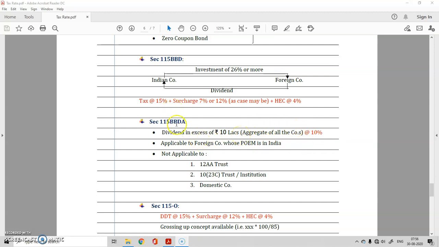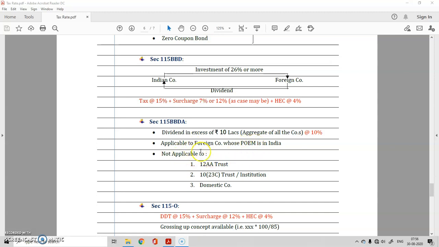मतलब अगर A लिमिटेड, B लिमिटेड, C लिमिटेड, D लिमिटेड इन सभी कंपनीज में से अगर डिविडेंड आता है किसी एक पर्सन को, अगर वो 10 लाख से ज़्यादा है तो 115BBDA में 10% टैक्स leviable है. It is applicable to foreign company whose POEM is in India. It means 115BBDA foreign company को भी leviable होगा जिसका POEM India में है. That is, place of effective management is in India.